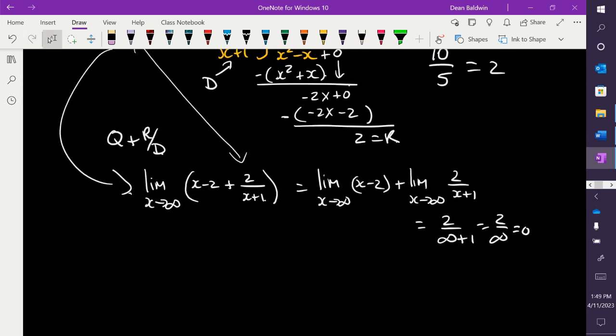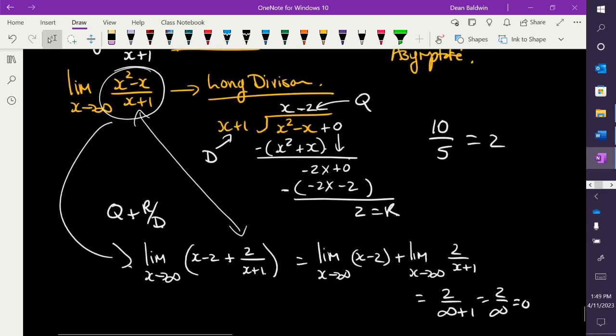So, here's the crux. Here it is. Are you ready? As x gets bigger and bigger, this gets smaller and smaller. Eventually it goes to 0. So then the graph approaches the line x minus 2. This is your slant asymptote. Your quotient is the slant asymptote.